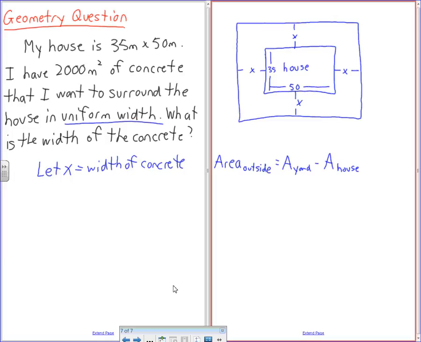Bracket 35 plus 2x, bracket, another bracket, 50 plus 2x, bracket, minus 35 times 50 equals 2,000. Great. Now let's slow down and find out how she got that. It's correct. Okay. The 2,000 on the left-hand side, where does it come from? Yeah, the area of the outside is going to be 2,000. Where does the 35 plus 2x come from? Because I don't see that anywhere on the board here.